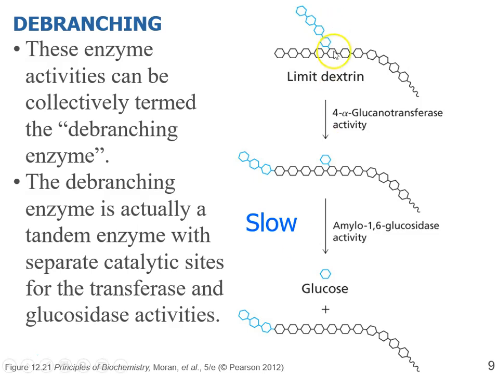So what happens next? Well, luckily we have another tandem enzyme. So this is a tandem enzyme, so it has 2 activities on the same polypeptide chain, and we have a transferase activity that takes 3 of these glucoses and moves them over here. So now we have those 3 glucoses right here. And then we have a glucosidase activity that just does a hydrolysis and pops off that glucose. So now our branch point is gone.